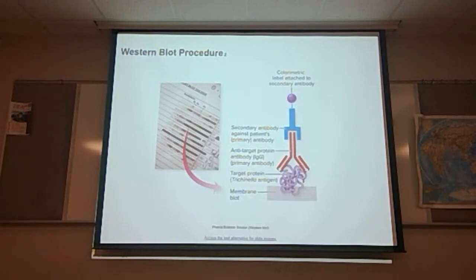And here is a Western blot. This is the test done here. This is an artist rendering of what you're going to have. This is the colorimetric label that's attached to the secondary antibody. This is the secondary antibody against the patient antibody or the primary antibody. Here's the membrane blot. There's the target protein, which is bound here. If the proper antigen is there, it will bind here, the secondary here. And if all of these things do not align, then you do not have a positive reaction to the Western blot, and you'll see a result more like this rather than this.